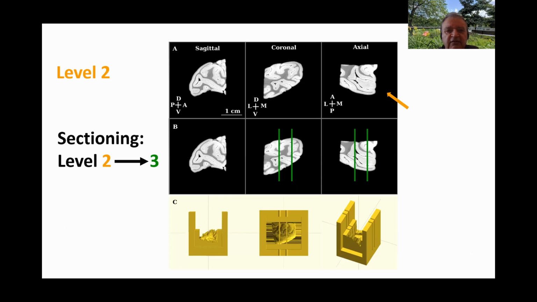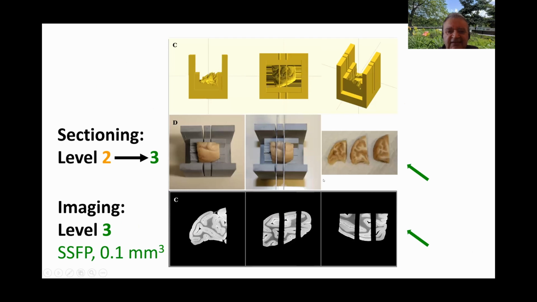Now we go to level 3. We take one of the level 2 blocks for demonstration. This is a posterior block, and we cut it into 3 smaller blocks. To do that, we again do a level 2 block-specific 3D printing, and we cut the level 2 block into 3 smaller blocks. Then we go back to the small animal scanner and image them, this time at 0.1 cubic millimeter.